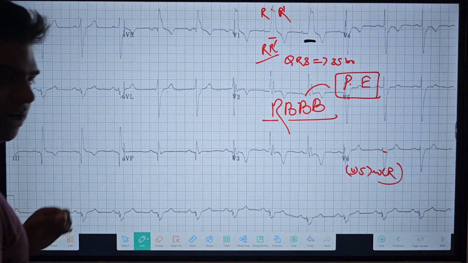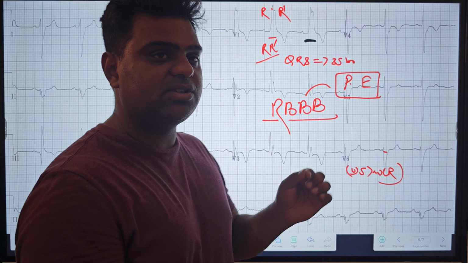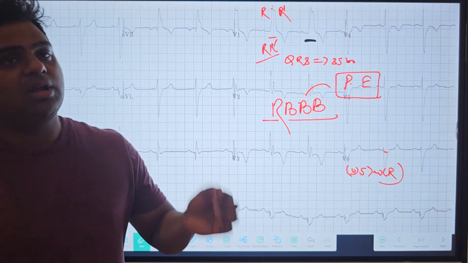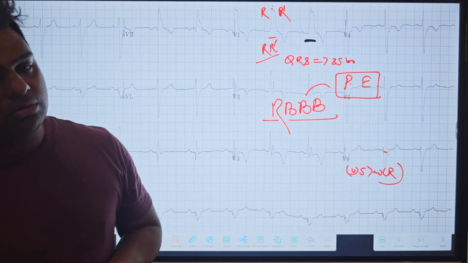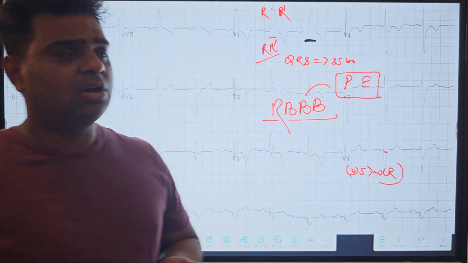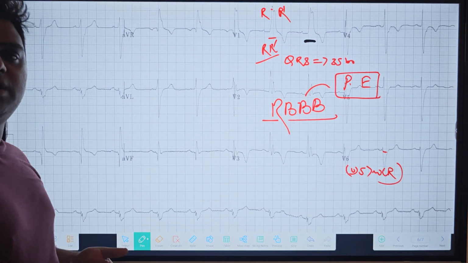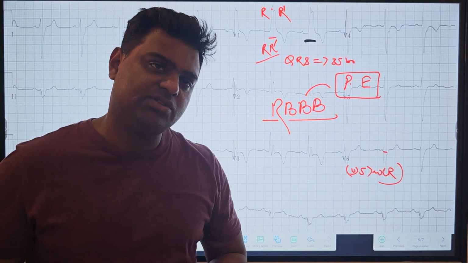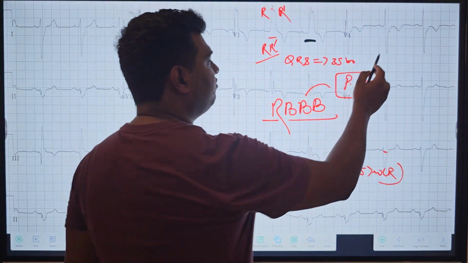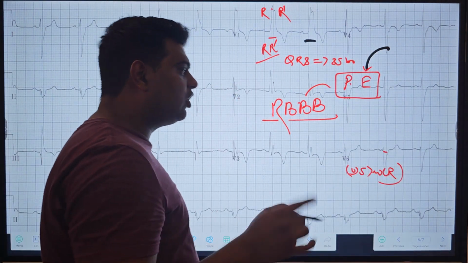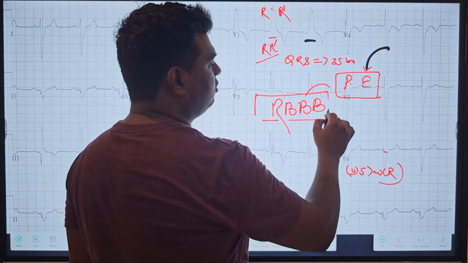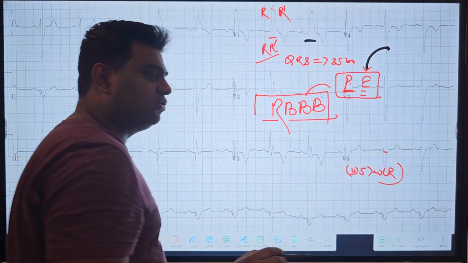Whenever you see a new right bundle branch block in a sick patient, like a sepsis patient, ICU patient, patient of fever of unknown origin or chronic anemia, or having heart disease like mitral stenosis or aortic stenosis, you should always think of pulmonary embolism. Not in all right bundle branch block you have to think of pulmonary embolism, but in these cases you have to think.